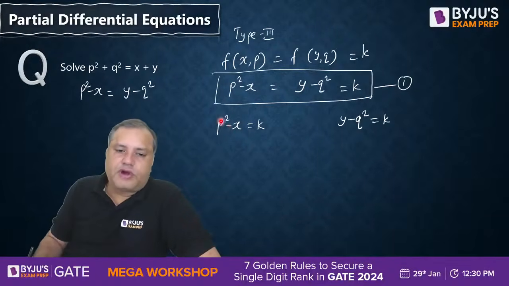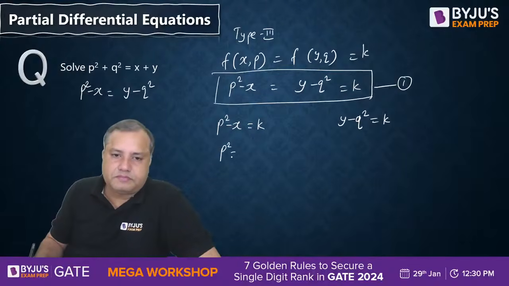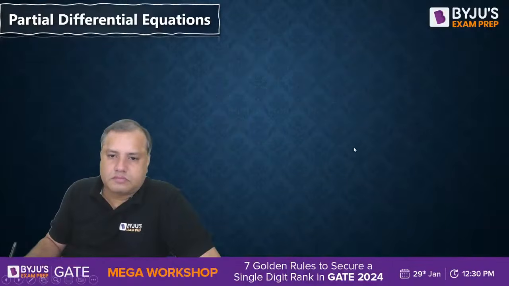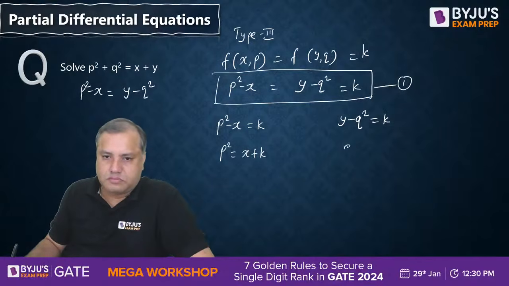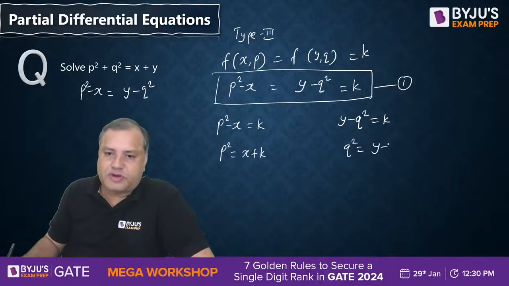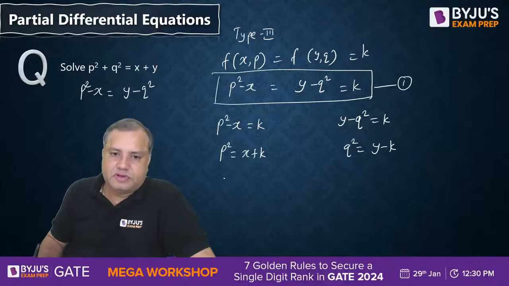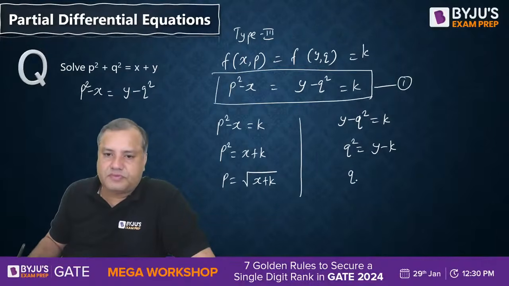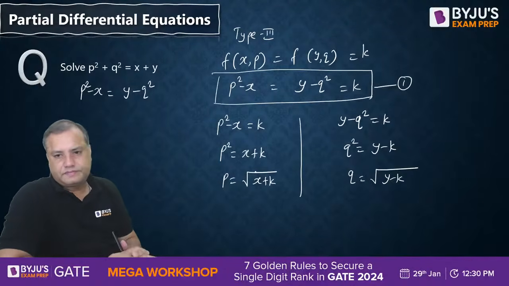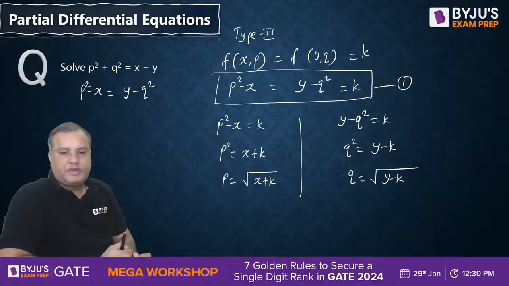So you need to find out p from here. Q square will be y minus k. So p will be root of x plus k and q will be root of y minus k. Comfortable till this point? P will be root of x plus k and q will be root of y minus k.